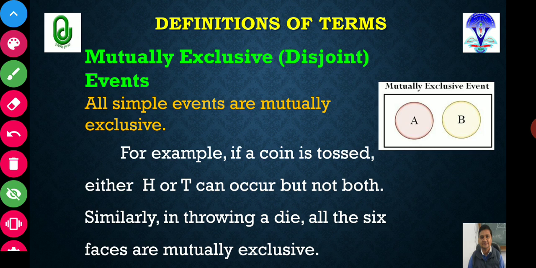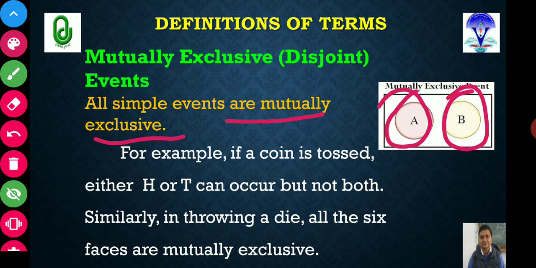All simple events are mutually exclusive. Suppose these are two coins, A represents head and B represents tail. If A is coming, there will not be B. If B is coming, there will not be A. Same example: if a coin is tossed, either head or tail can occur, but both will not occur.